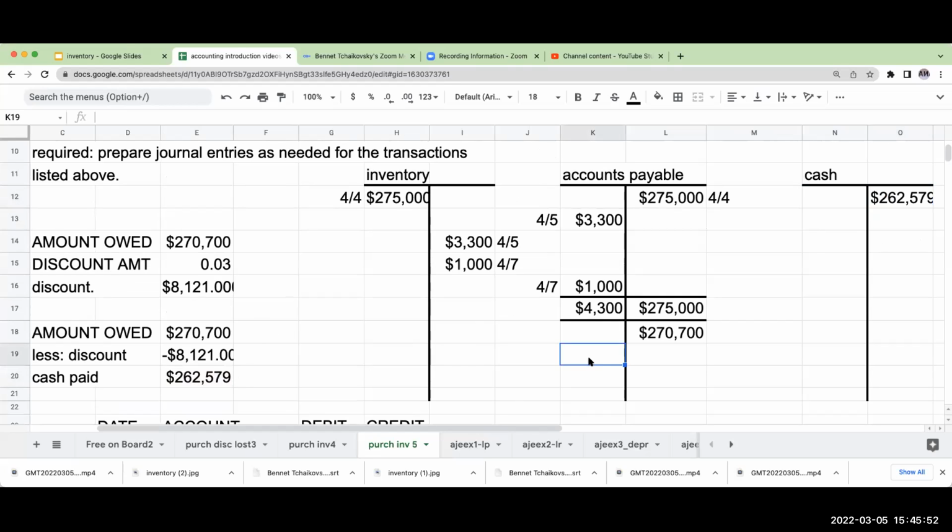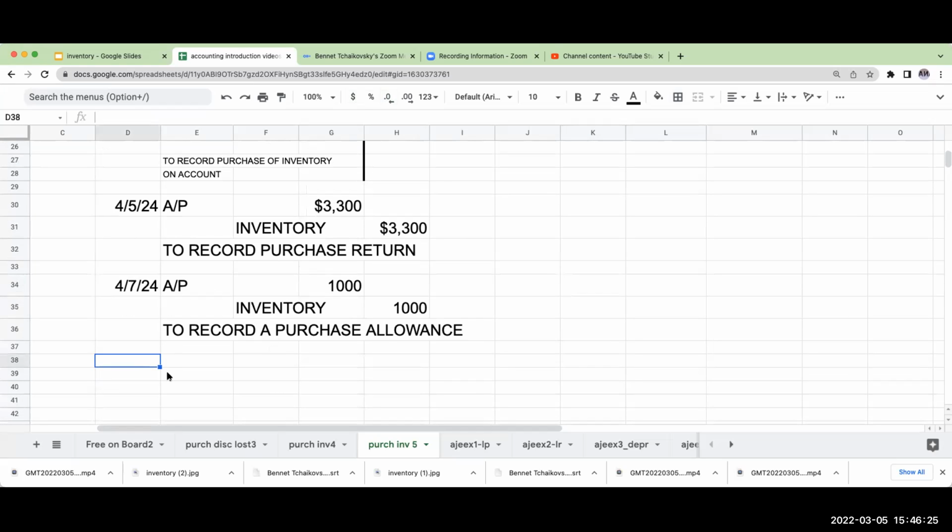Now, if I go over here and debit accounts payable, I have a problem. The problem is that over here, I would have basically 8,121 left. So this is not what I want to do. Rather, when I take advantage of a discount during the discount period, I'm going to debit accounts payable for the entire amount, or $270,700.